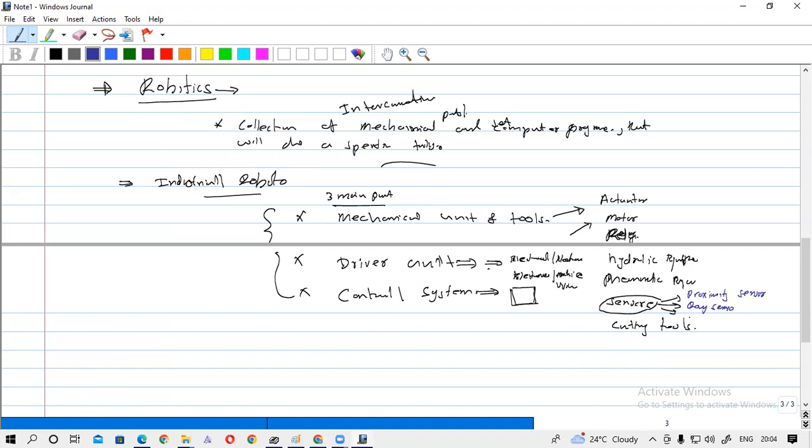And there are many sensors. Also some machine vision sensors are there, but we are not going to focus on these things much more. If you have an idea, that's enough.